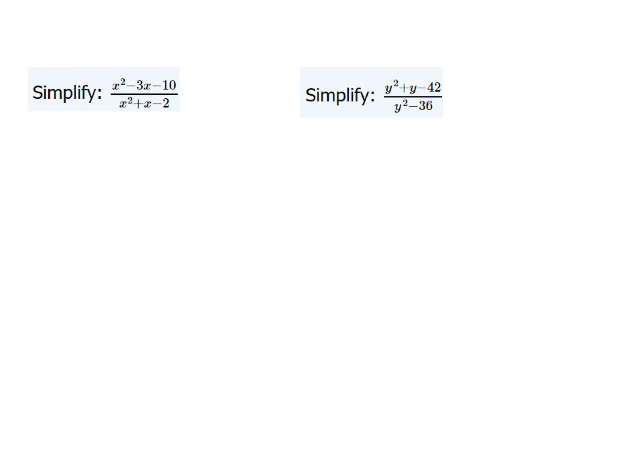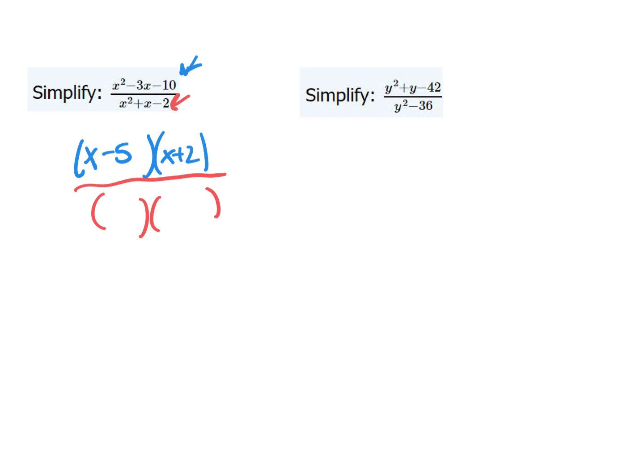All right, so looking at the answers here, two numbers that multiply to negative 10, that add to a negative 3, x minus 5, and x plus 2. And then two numbers that multiply to a negative 2 and add to a positive 1, x plus 2 and x minus 1. And so therefore the x plus 2's are going to cancel out. We are going to be left with x minus 5 over x minus 1. And we will need to say that x cannot equal 1.